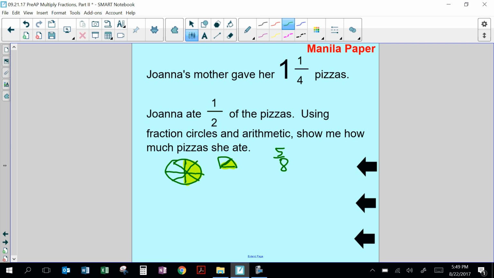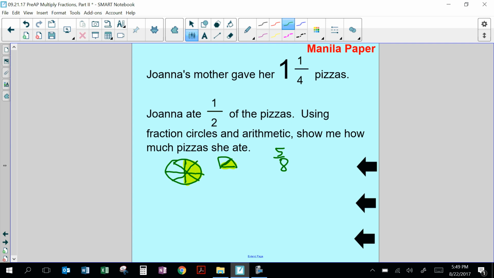Another way you could have done it is she ate half of this plus 1/8 of this. 1/2 plus 1/8 is 5/8. That's another way you could have done it. But what if you're sitting here and say, I do not want to use fraction circles, I want to use arithmetic.